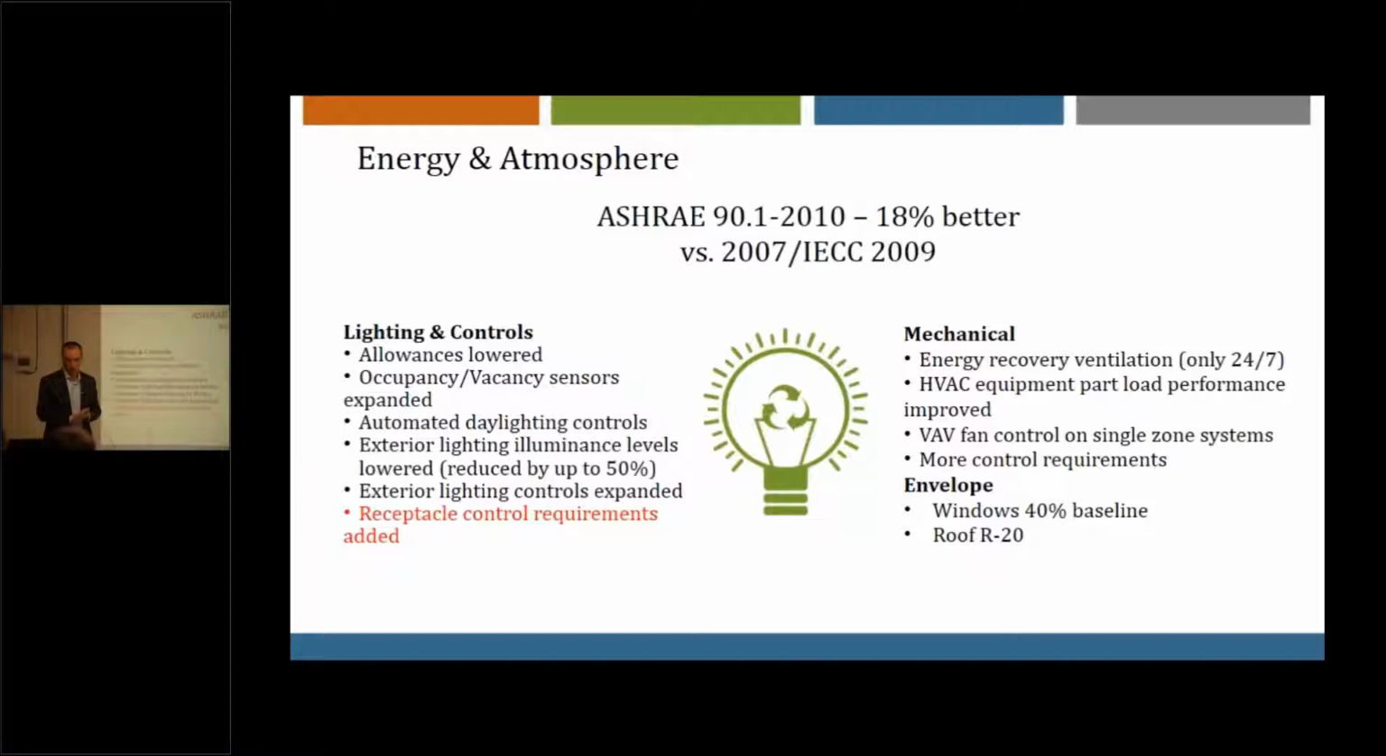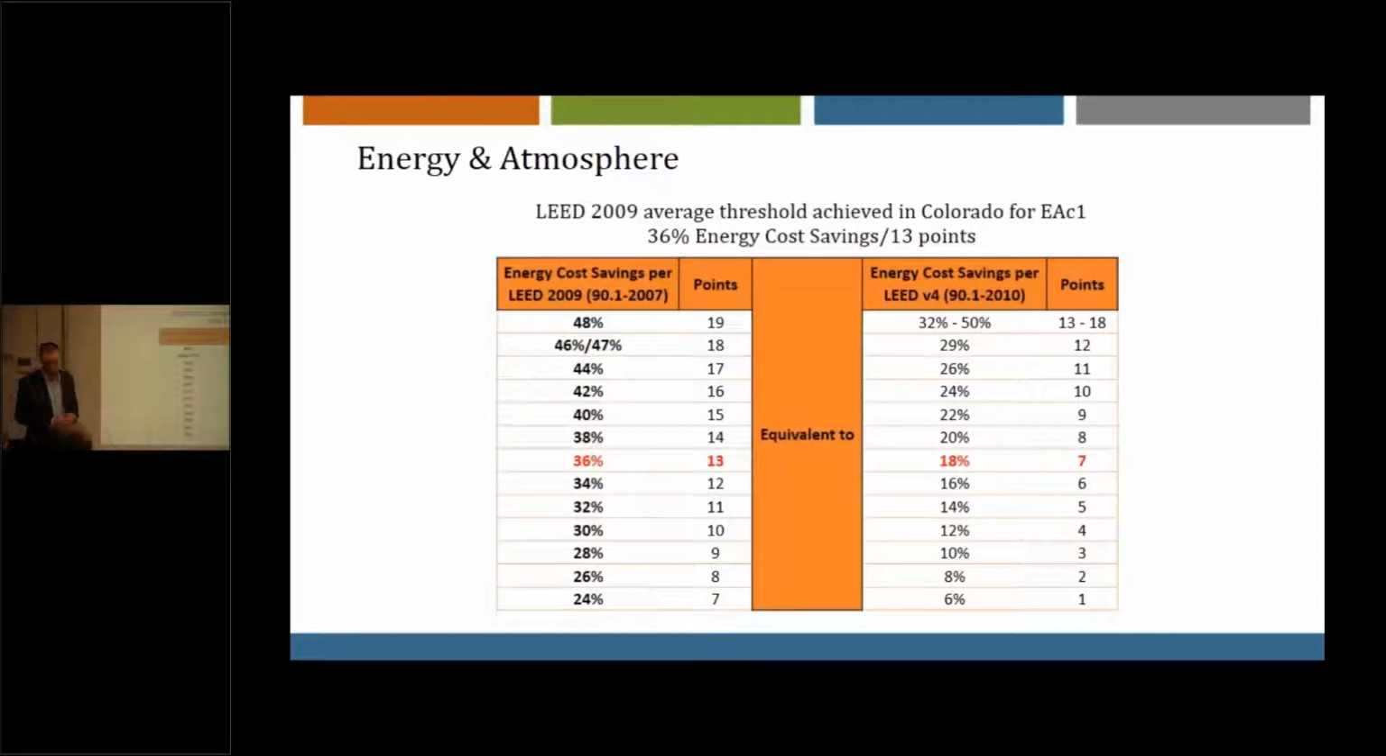Mechanical, not a ton of changes. The big ones were a lot of part load efficiency requirements. Full loads were similar as far as efficiency, but now manufacturers have to have better part load performance and prove that. Also, fan control: if you have 10 horsepower, that was a package single zone, now it has to be VAV. So definitely some improvements that lead to this 18% overall.